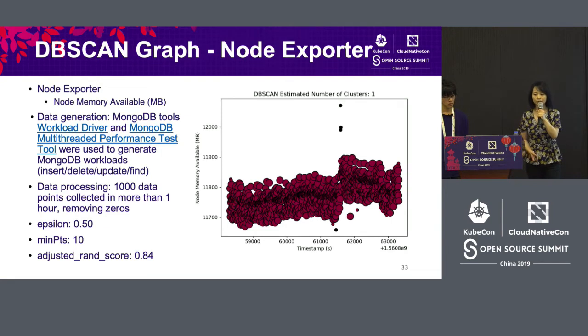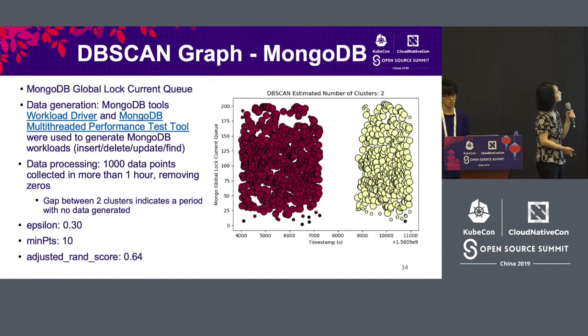And this is data collected from the Node exporter. This is the Node memory available in megabytes. So this also shows just one large cluster, and then a small number of anomalous data points.